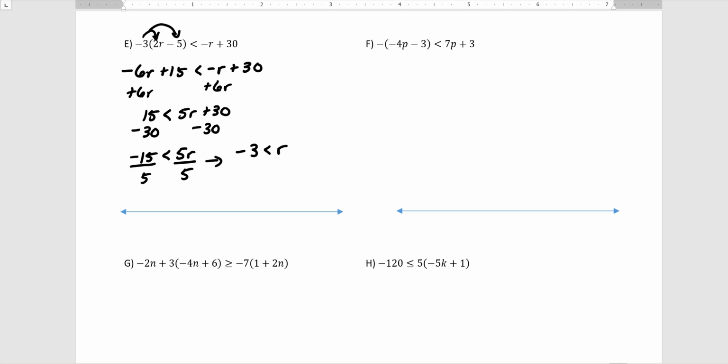Now I don't really like that. I want that variable first. If I have to do that, I flip my sign. R is greater than negative 3. Fantastic. Now that we have that, let's plot this on our number line.